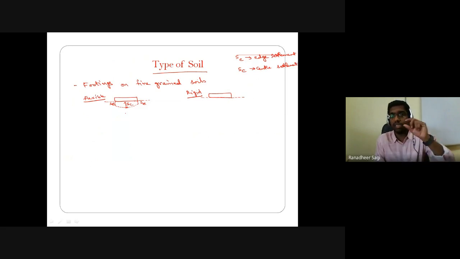Why is it going to be the settlement maximum at the center of your flexible footing? When it comes to the center of your footing, as the soil is a fine grained soil, if you have any water particle towards the center of your flexible footing, the time required for that water to get dissipated out is going to be relatively more. If the time required for that water to dissipate is more, it means that excess pore water pressures are there at the center of your footing.